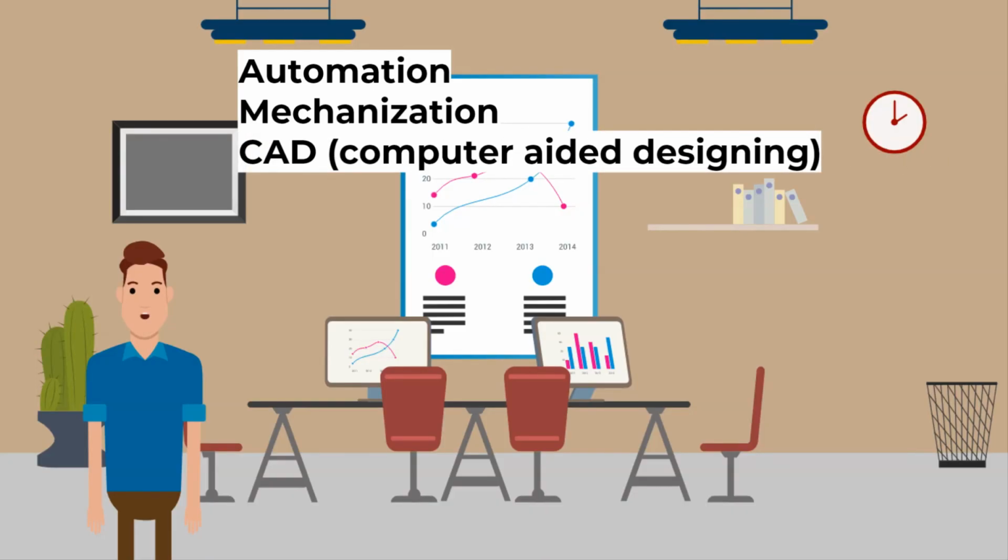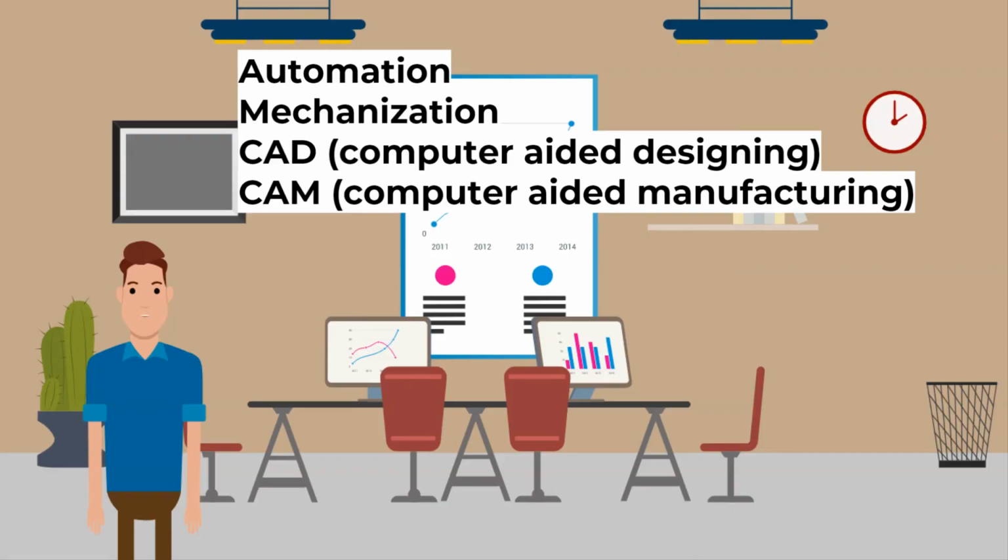CAD, computer-aided designing. Computer software that draws items being designed more quickly and allows them to be rotated, zoomed in, and viewed from all angles. CAM, computer-aided manufacturing. Computers monitor the production process and control machines and robots similar to automation.